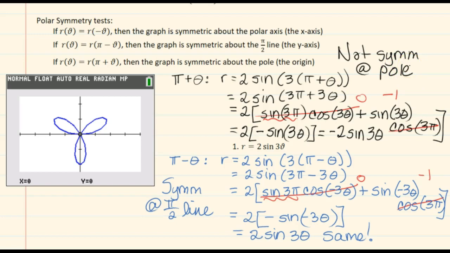We could have also come to the same result if we knew what the graph of r is equal to 2 sine 3 theta looked like. We recall that this is a rose with 3 petals, each measuring 2 units, and since it is sine, we know that 1 petal is on the y-axis, as we can see from the graph. This concludes this video on converting polar equations into rectangular equations and symmetry of polar graphs and equations.